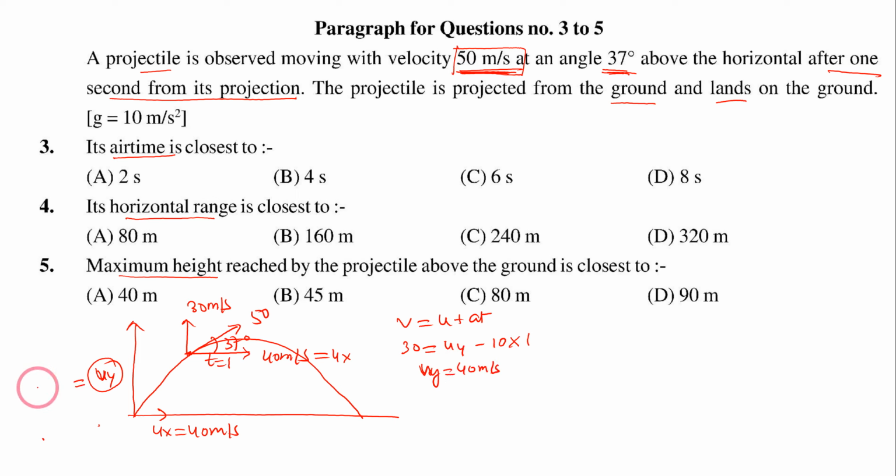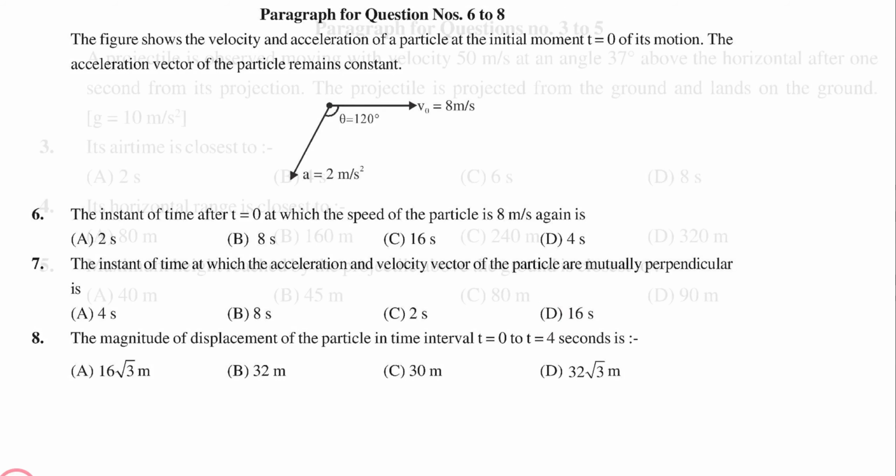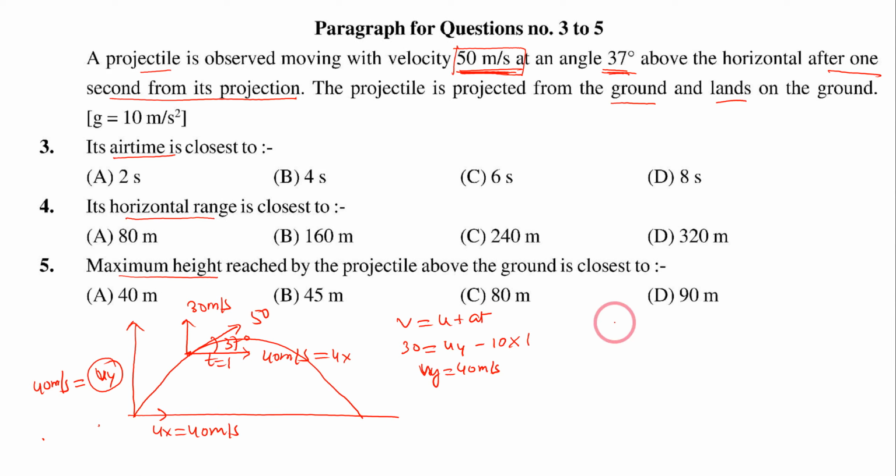So y-axis initial velocity is also 40 meter per second. Now when you get this, you can easily find this. If you want to use the direct formula, we have time of flight T equals 2 into uy upon g. uy means u sin theta, right? So 2 into 40 upon 10, which gives you 8 seconds. D is the answer to question number 3.